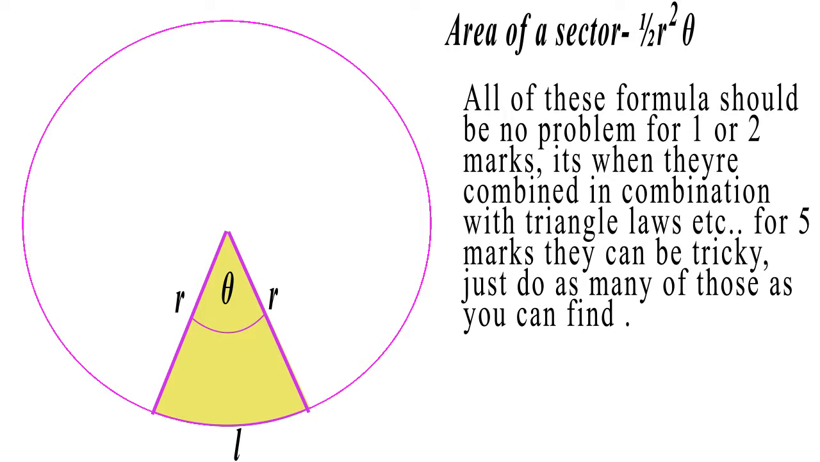The second formula you'll need to know is A equals half r squared theta. This gives you the area of a sector. It does come up more frequently than L equals r theta on its own, but should still be an easy 2 marks. When combined with other formulas, triangle laws and laws of angles within circles is when it might become a little bit tricky and be worth 5 marks. If you practice a few though, it shouldn't be any problem.